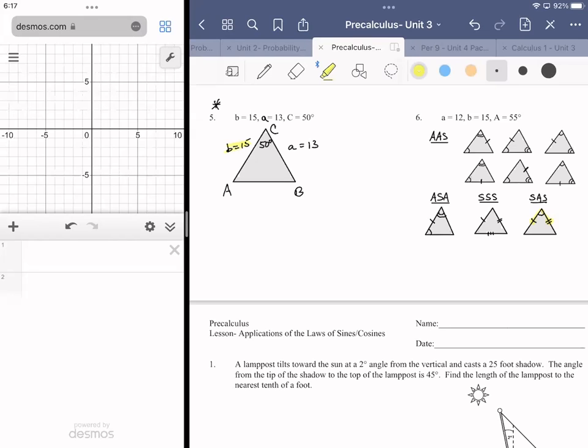So this is a side that I know. This is an angle. Right here is an angle. And this is another side. Because it's in that arrangement, it's a SAS situation. We would use the law of cosines to figure out all the remaining bits and pieces.